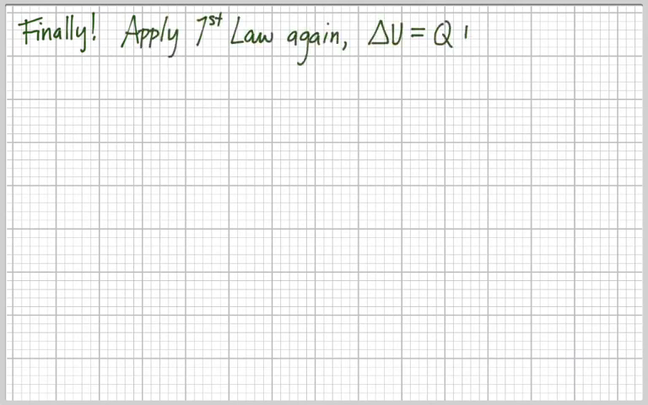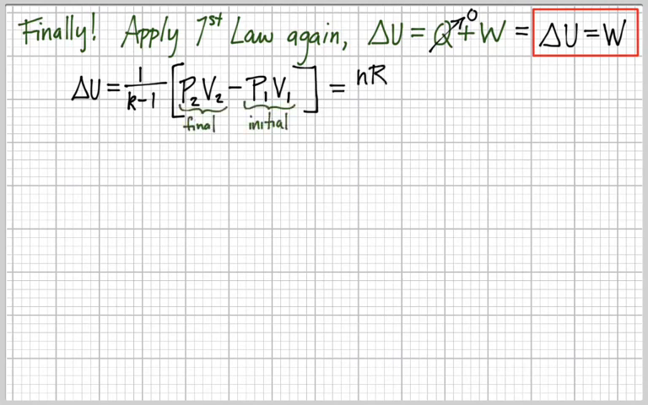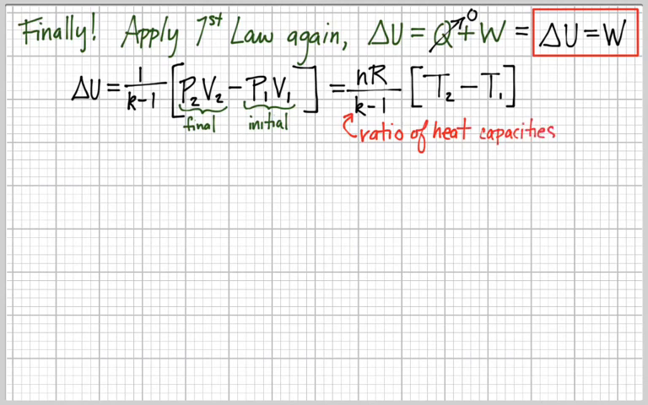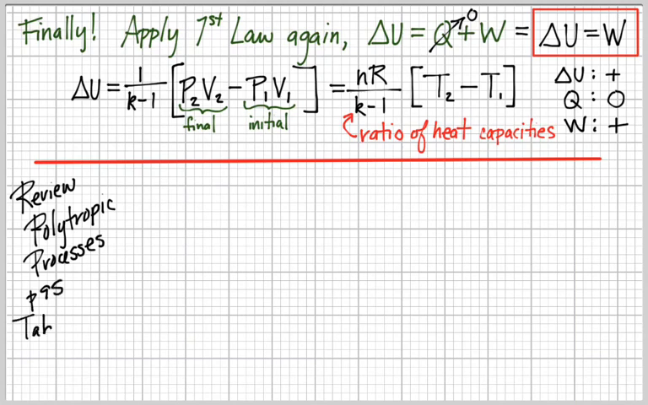So let's apply the first law again in integrated form. We know that q goes to 0, and so dU is going to be equal to w. Because dU is equal to w, I will be able to put in my representative values for w for dU. So you see nR over k minus 1 times T2 minus T1. That is the answer for dU. It's also the answer for w, for the work of the system, which is why we will say that the internal energy change is what drives the work in an adiabatic system. If I do the analysis here, I find out that dU is positive, q is 0, and work would be positive.